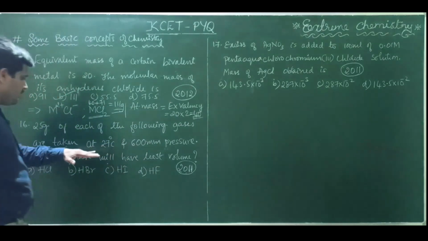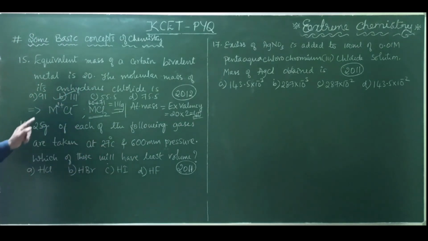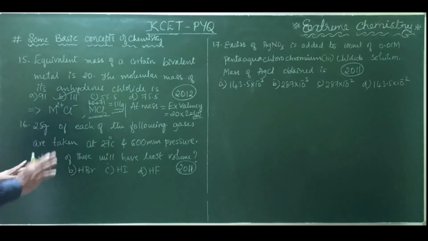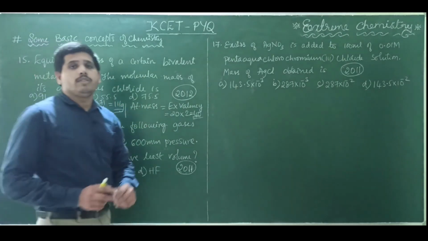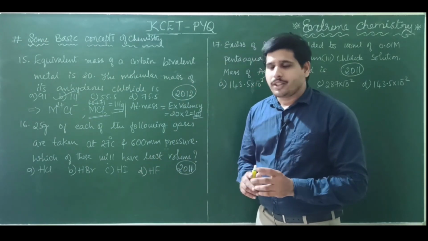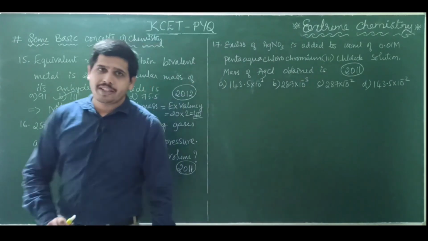So pressure and temperature are constant, and the same amount of different gases are taken. This is a valid point. Now which of these will have the least volume? Which law is to be applied? Can you guess which law is to be applied here?